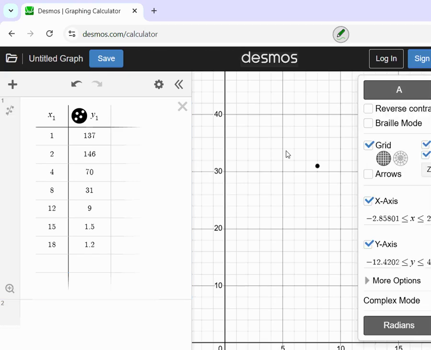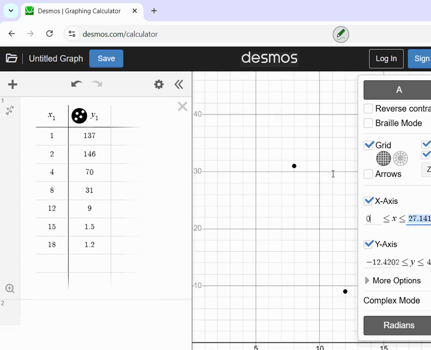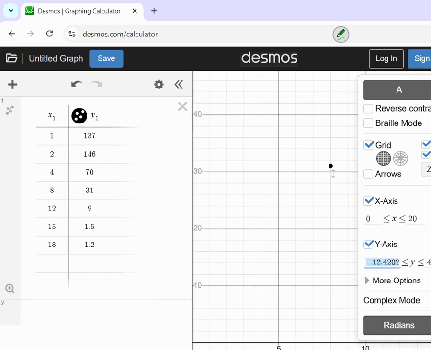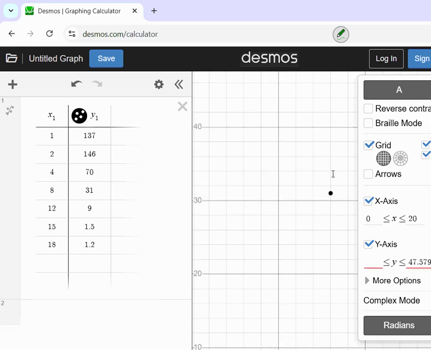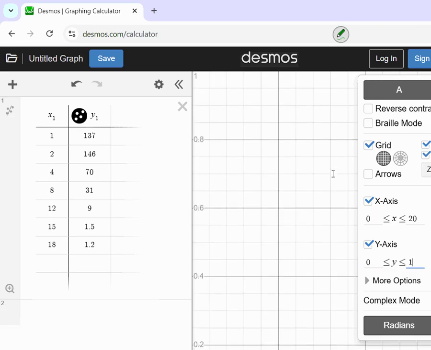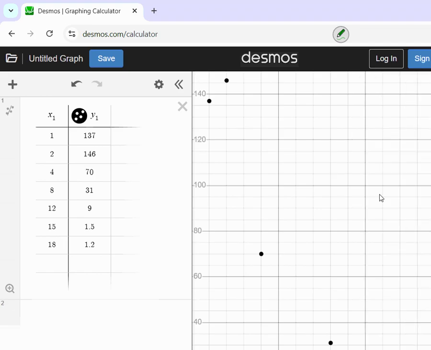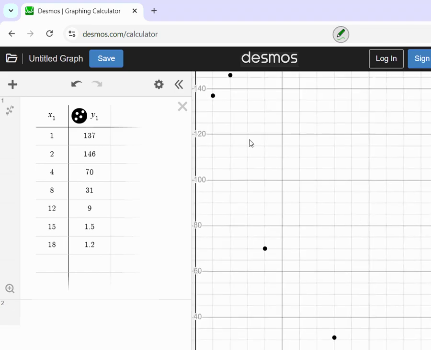Ooh, I might need to adjust that a little bit. I'm going to do my axes. Make them go from 0 to, let's go to 20. The Y's start at 150. Ooh, my lowest is 1. So let's go to 150. Okay, that looks like a nice little graph there for us. So there's a negative correlation this time.